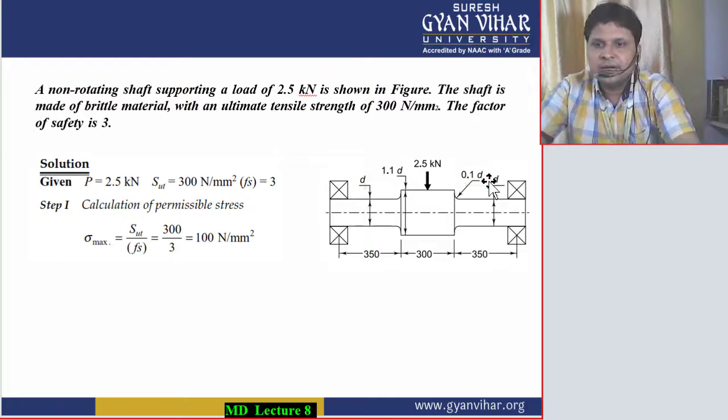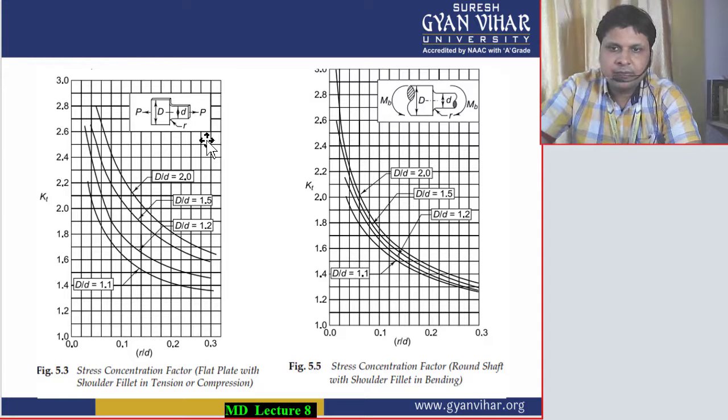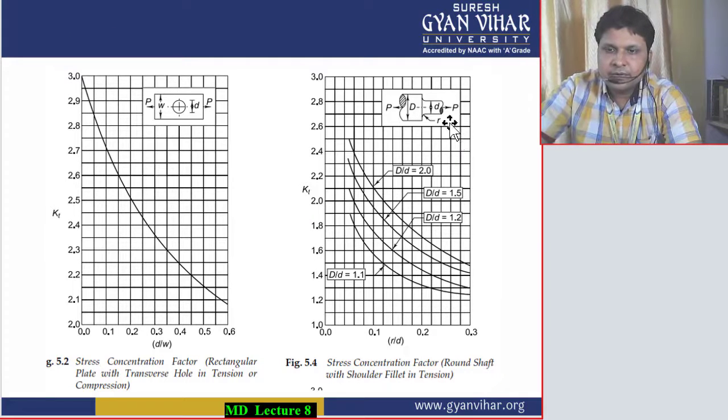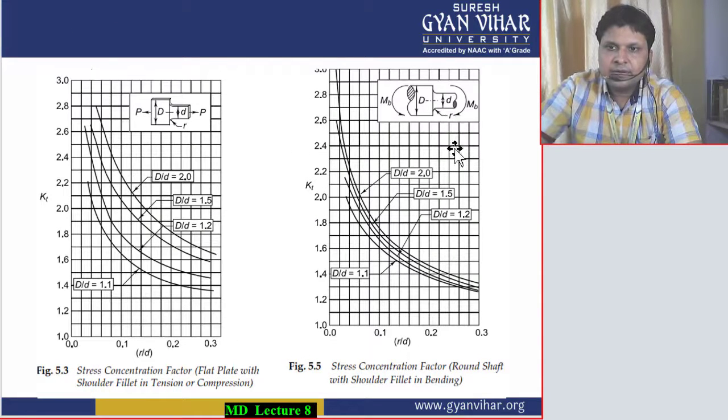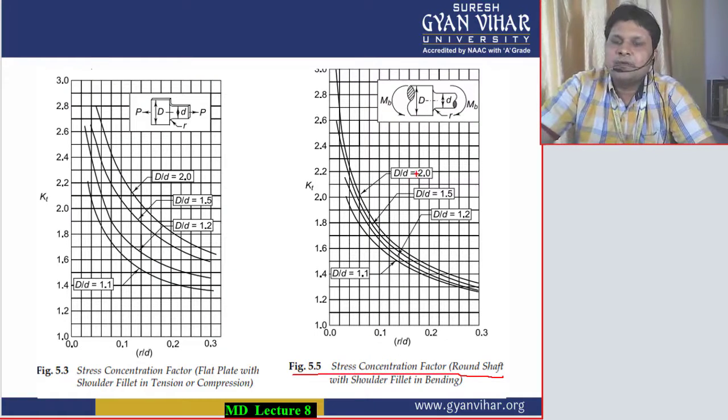Using this in the chart, which shows the case where a bending moment load is acting. This is the tensile load, this is the bending load. So this chart will be used: round shaft with shoulder fillet. In this chart figure you have the value of capital D by small d as 1.1, and 0.1 is the R by d value. From this you can find the value of KT.